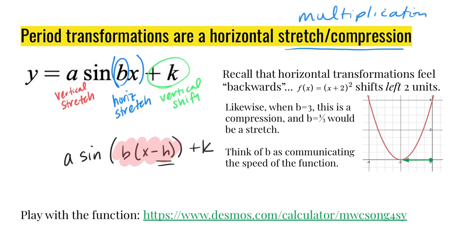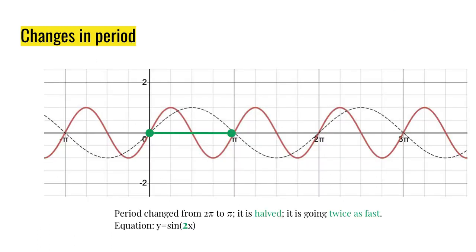I have this Desmos link down here for you. I'll give that to you in a couple slides, where I've got sliders set up for a, b, and k. You can slide those around, mess around with the sine wave, see how b affects the graph and how it affects the graph with a and k in conjunction. I'll give that link to you in just a couple of slides. First, I want to look at how changes in period happen.